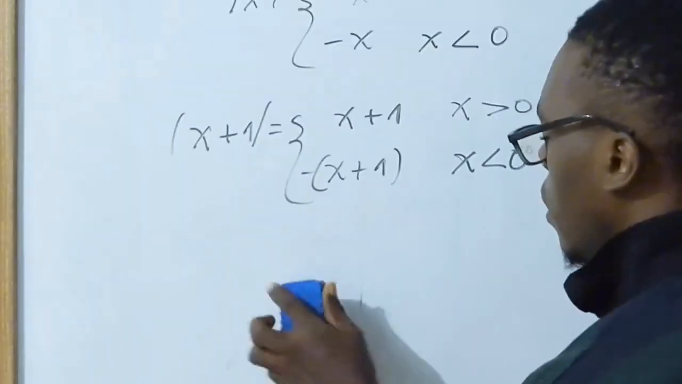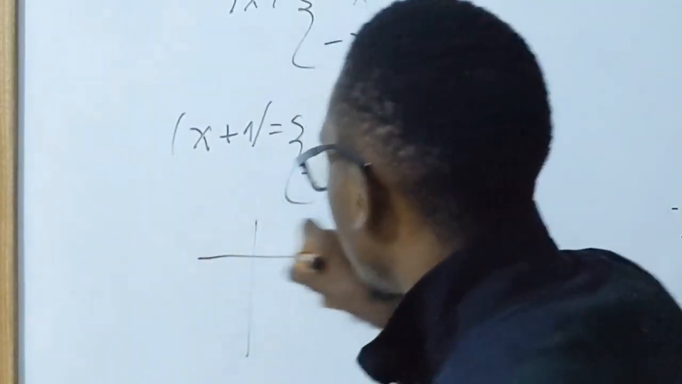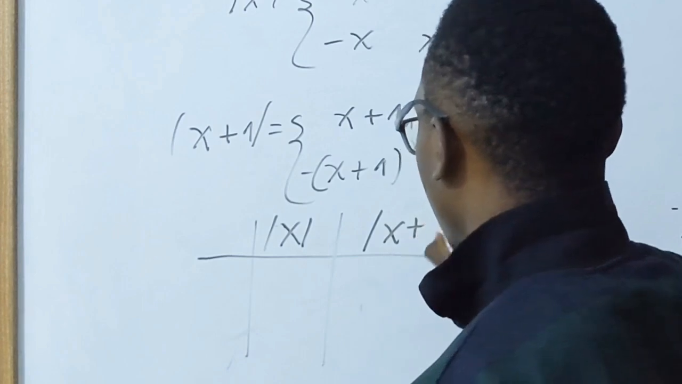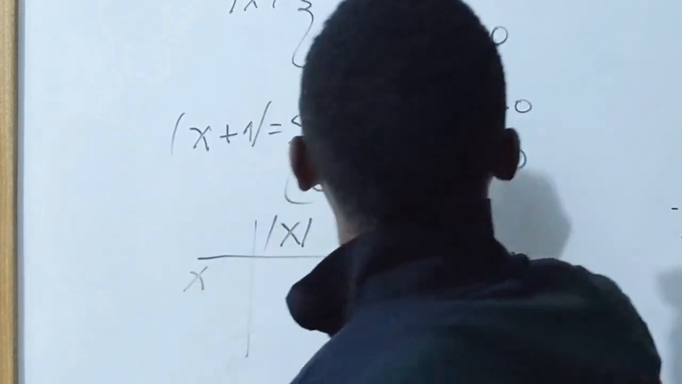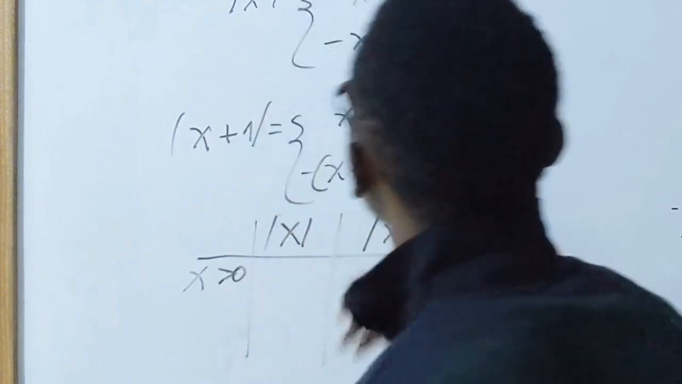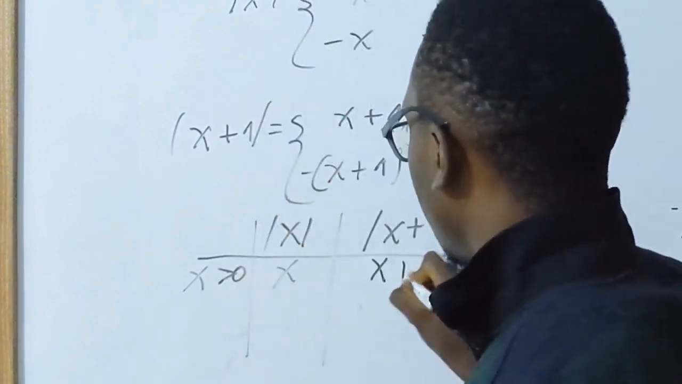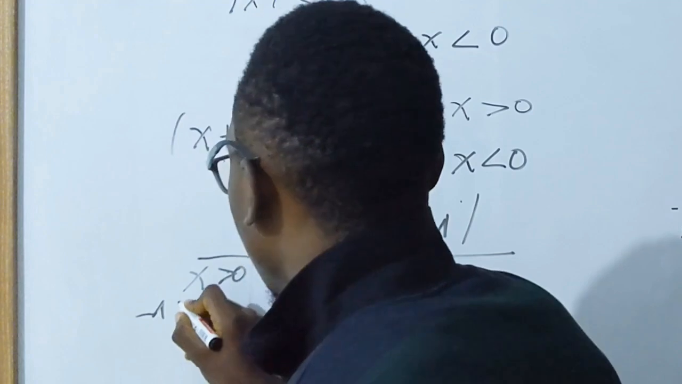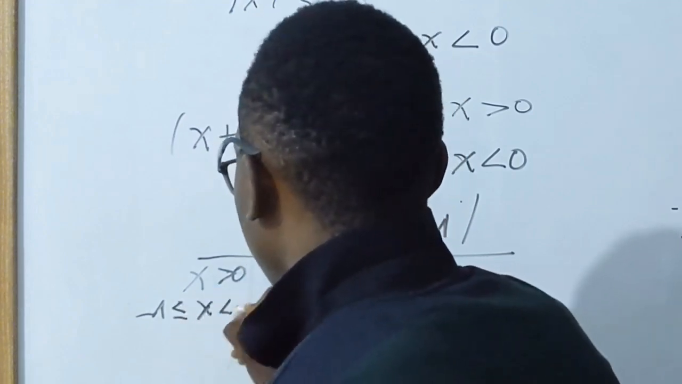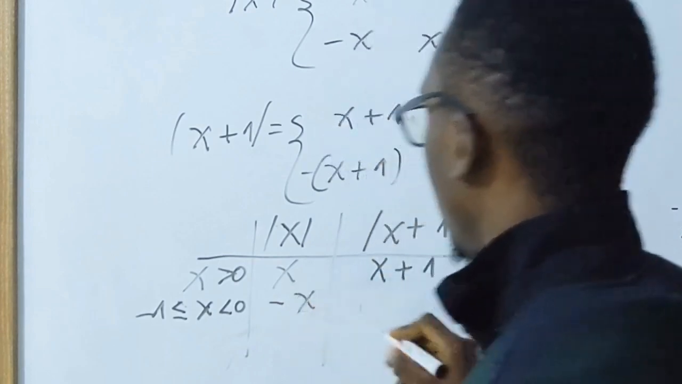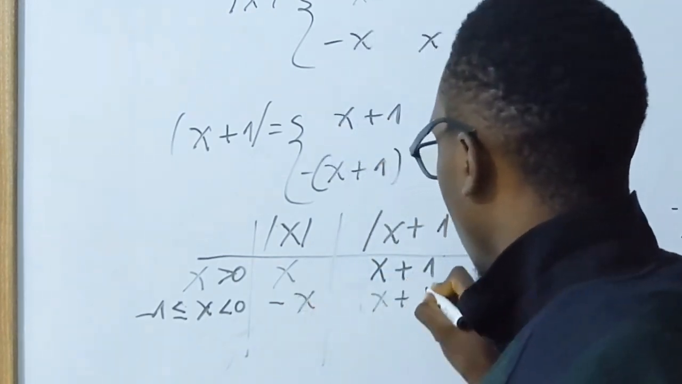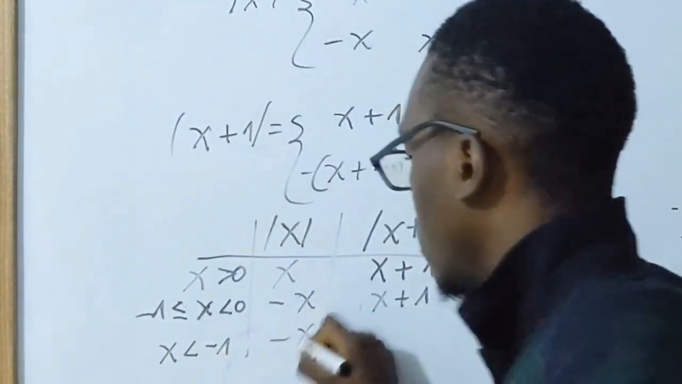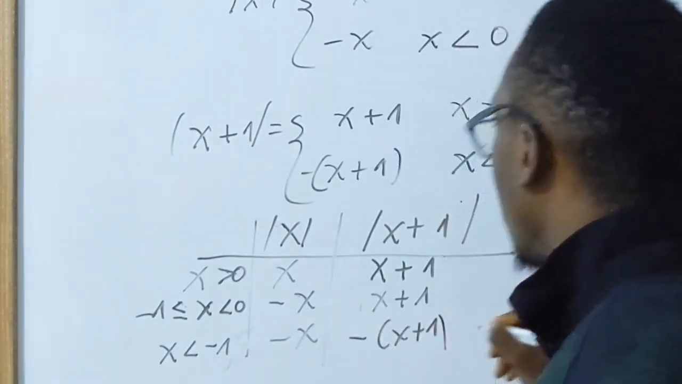Hence, if you plot this on the graph, if you draw the inequality table for modulus of x and modulus of x plus 1: in case x is greater than 0, we are going to have x here, and here we are going to have x plus 1. Now, if x is between negative 1, less than or equal to x, which is less than 0, we are going to have minus x here and x plus 1 here. On the other side, if x is less than negative 1, we are going to have minus x here, and on this other side, minus (x plus 1). That's what you're going to have.